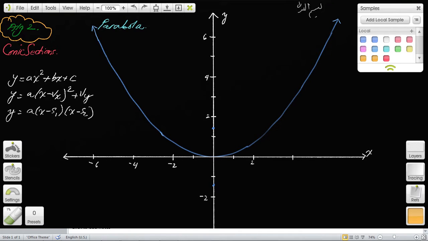Bismillahirrahmanirrahim. Today, inshallah, I shall talk about the first of the conic sections that we shall encounter in this chapter, and it is none other than our old friend, the parabola.